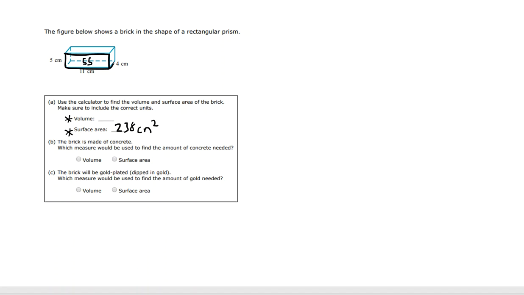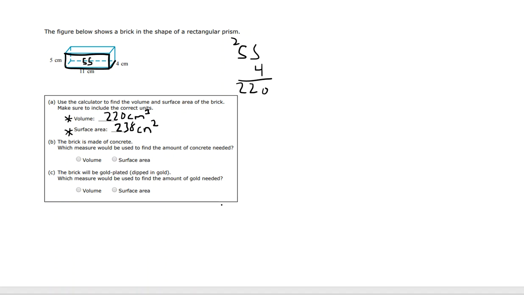And then we multiply that by the length that it's been extended. So 55 times 4 will give us 220. And that will be centimeters cubed, because remember, with volume, it's always centimeters cubed. And then we have to answer B and C.